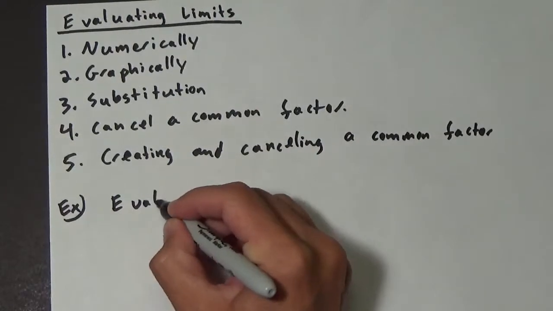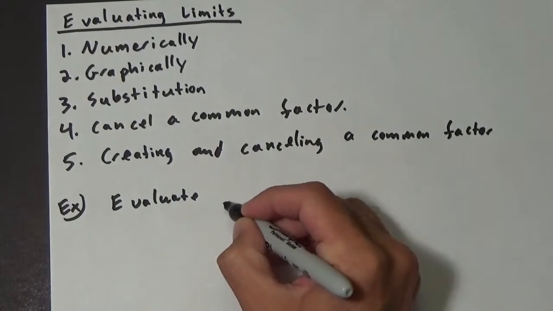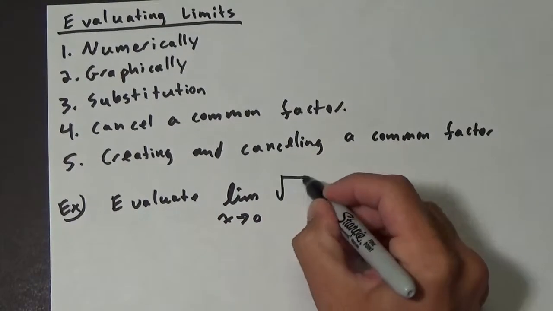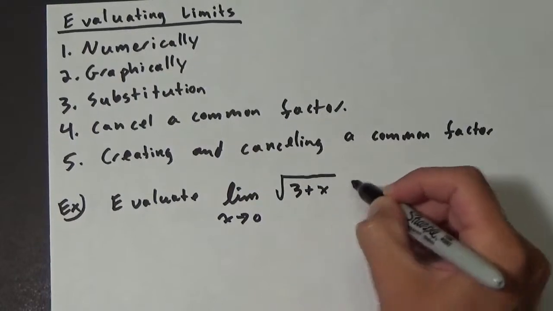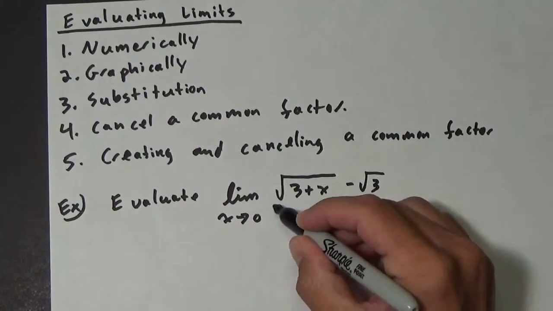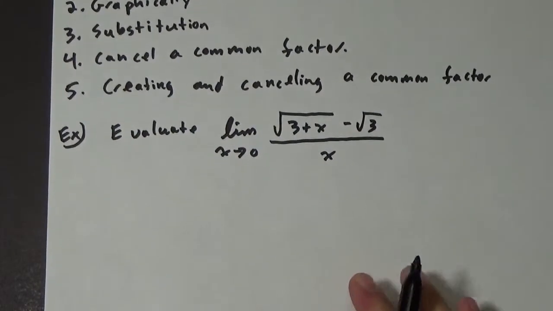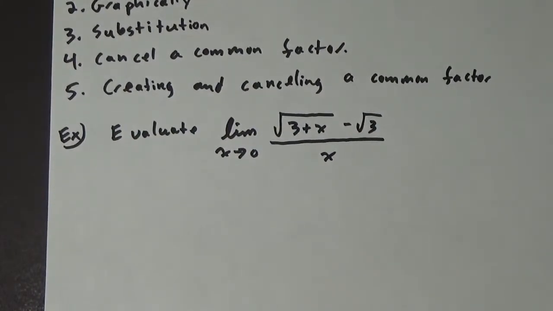So let's look at this example. We want to evaluate the limit as x approaches 0 of the square root of 3 plus x minus the square root of 3, all over x. So we substitute in 0. We always want to try that. And it's indeterminate. So we've got to come up with another way to evaluate this.